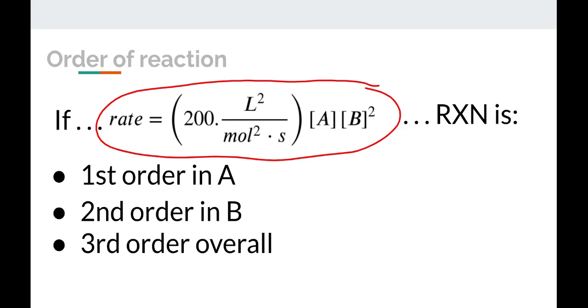So in case that comes up sometime, you want to know what's the overall order for a reaction. That's how you do it. Find the order of the individual reactant species and then just add them up.